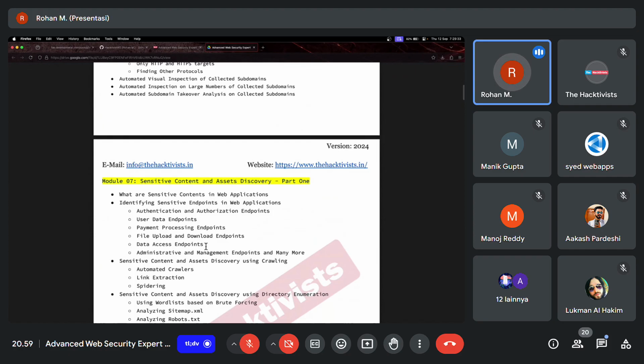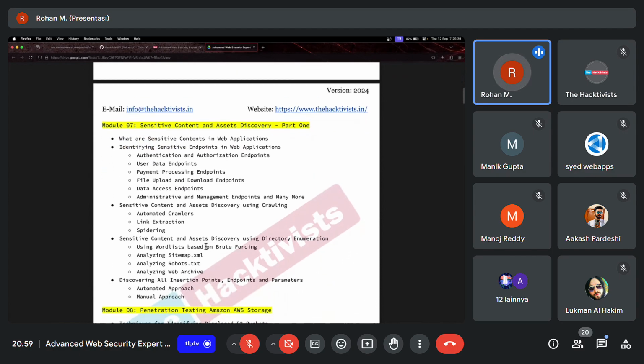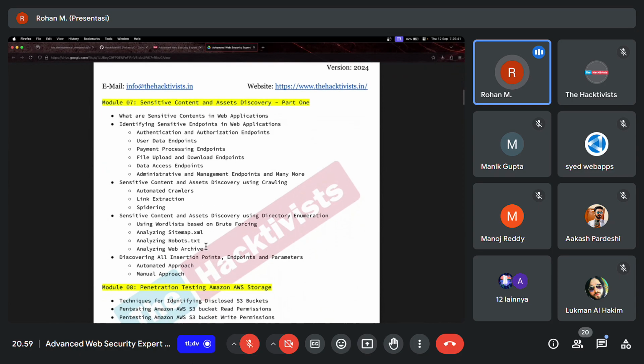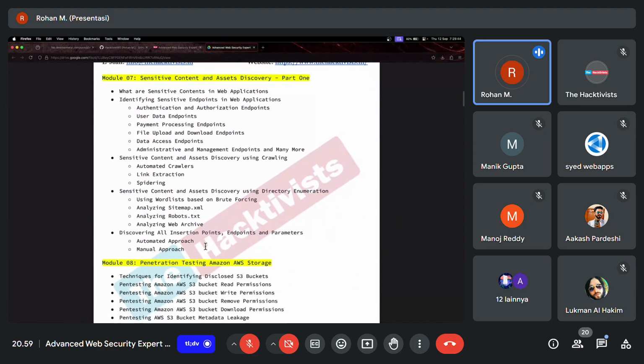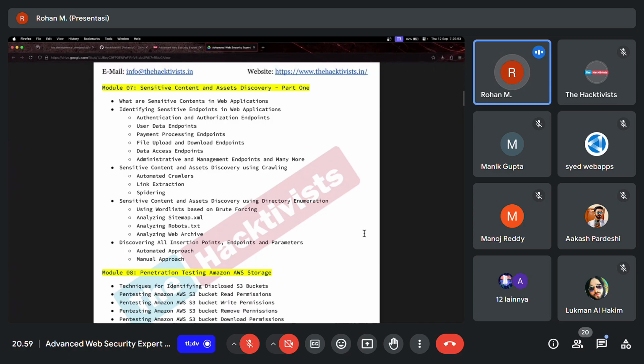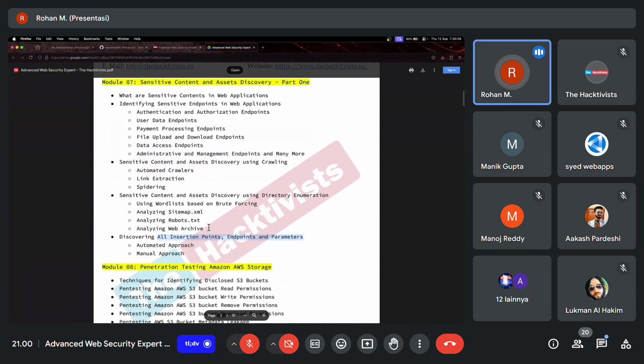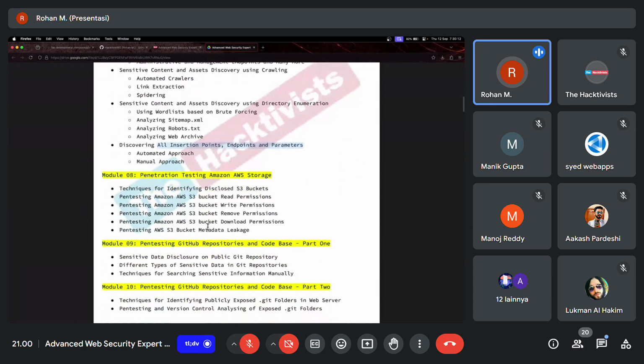We will first be learning the manual approach, how we will be doing this. Then we will move towards the automated approach, understanding both of them, getting the best out of both of them. Then the next module, module 7, is related to content discovery, asset discovery. How do you do it? How do you find various files and folders? What are the various approaches you can use for finding content, using web archive, using spidering, using automated crawlers, all of them. How do you enlarge your attack surface by discovering all of the insertion points, endpoints, parameters, the automated and manual approach? All of them we will be discussing.